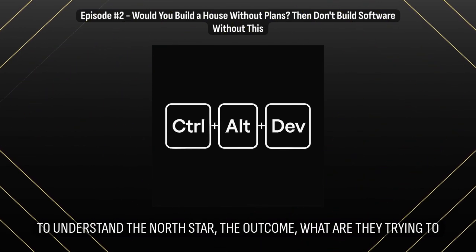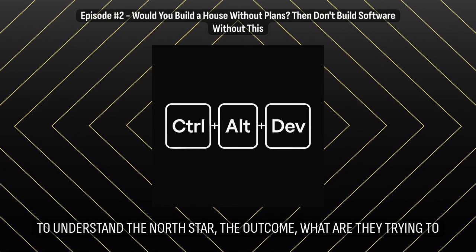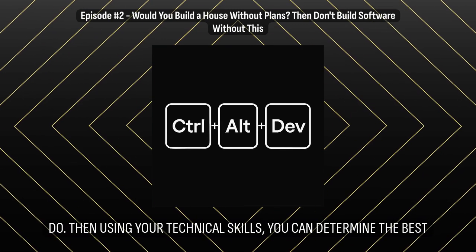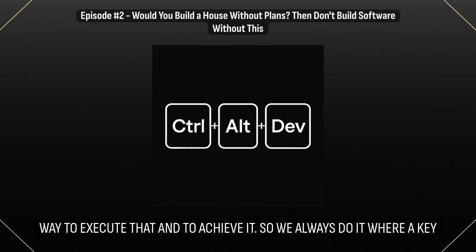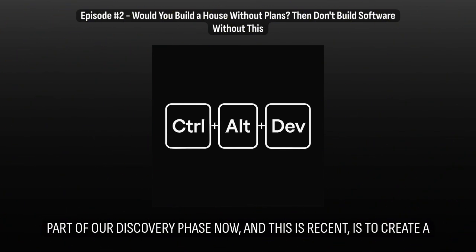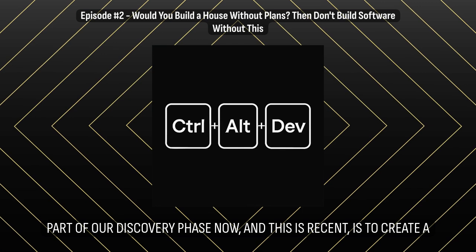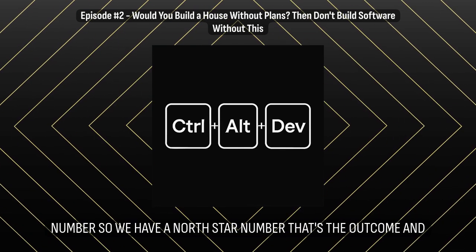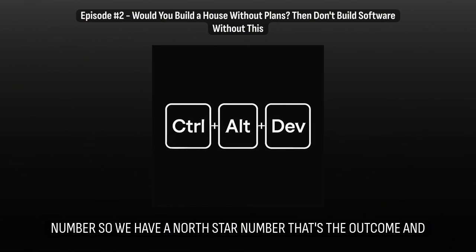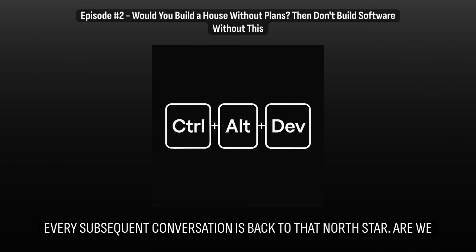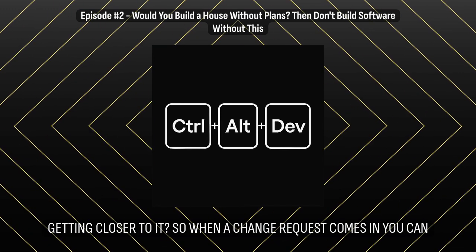Your responsibility is to understand the North Star, the outcome. What are they trying to do? Then using your technical skills, you can determine the best way to execute that and to achieve it. A key part of our discovery phase now, and this is recent, is to create a number. So we have a North Star number that's the outcome, and every subsequent conversation is back to that North Star. Are we getting closer to it?